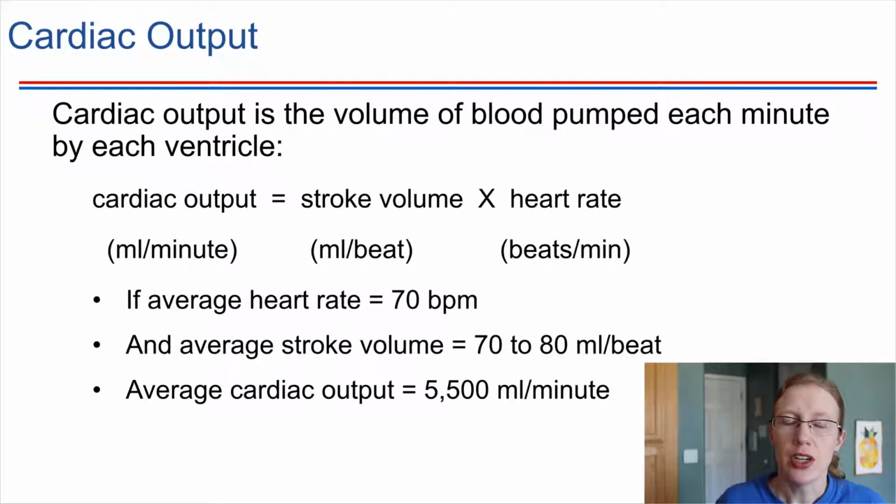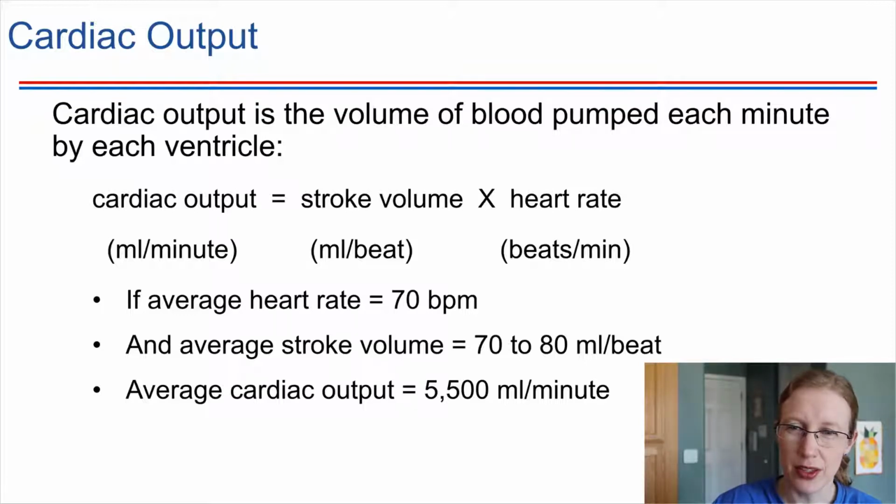So on average, if we just consider some sort of ballpark figures, if we consider a person and their average heart rate is 70 beats per minute, again, there's quite a bit of variability in this from one person to another, depending on fitness levels and other factors. But if we take an average heart rate of about 70 beats per minute, and an average stroke volume, so how much blood is leaving the heart per beat, of about 70 to 80 mL, if we multiply those two things together, we will get an average cardiac output of 5,500 milliliters per minute.